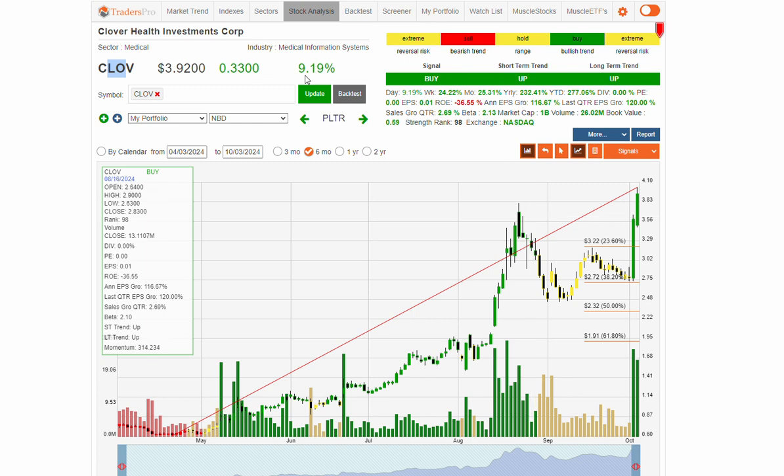CLOV was a new trade we added today. It's up 9%. So far, so good. What do we know about this company? Not a whole lot at this point, other than it's in an uptrend, it's moving higher, it's in momentum. We can establish our risk profile. Where does my stop loss need to be if it does move lower?